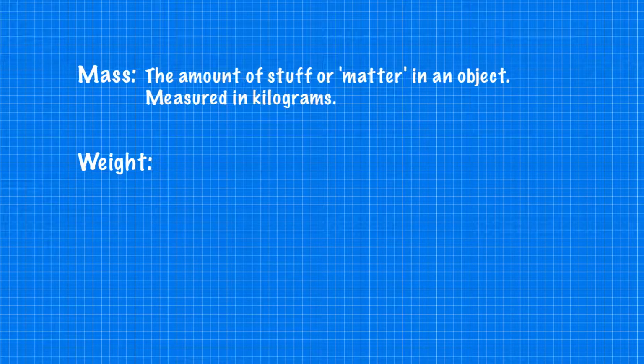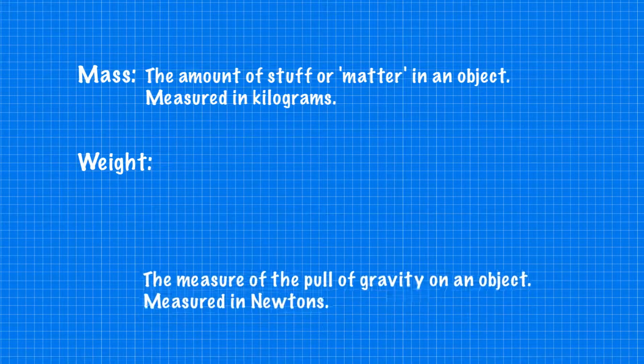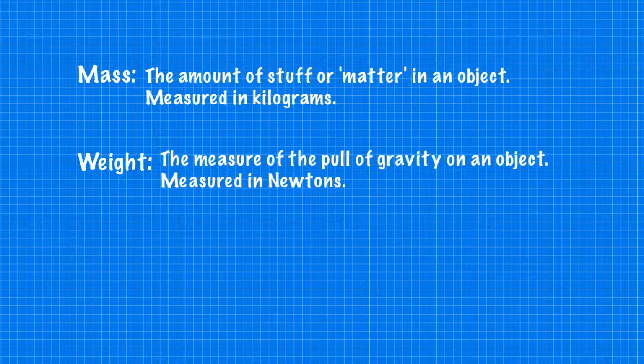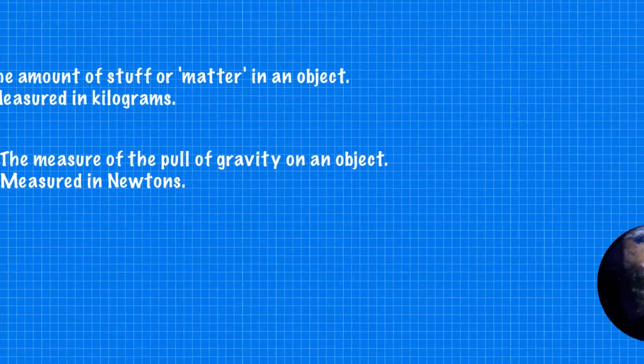But the weight is something different. The weight is actually a force, and that is the measure of the pull of gravity on a particular object, and that's measured in newtons. Now, the weight can change if either the mass itself changes or if the strength of gravity changes, and we're going to think about how that might happen.